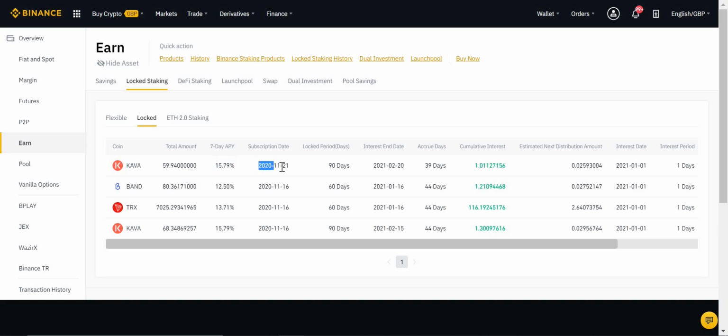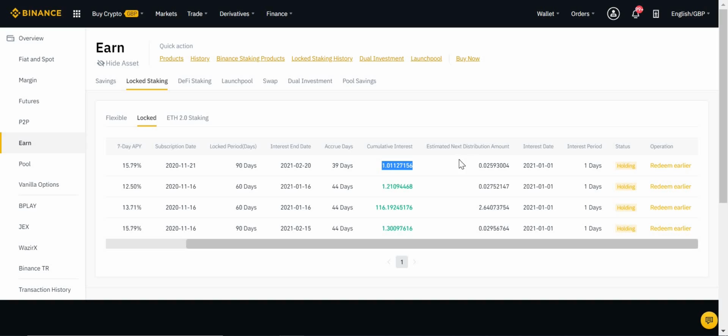So that's the day I started locking. I started locking on the 21st of November. The lockup period I picked was 90 days. I picked the max because I wanted to get the max APY. So the end date is here, so that's when I can get my coins back and get my return. So far, it's been 39 days since I first staked my coins. I have so far made 1.01 Carver on my initial investment. So I staked 60 Carver, and so far I have made 1.01 Carver.